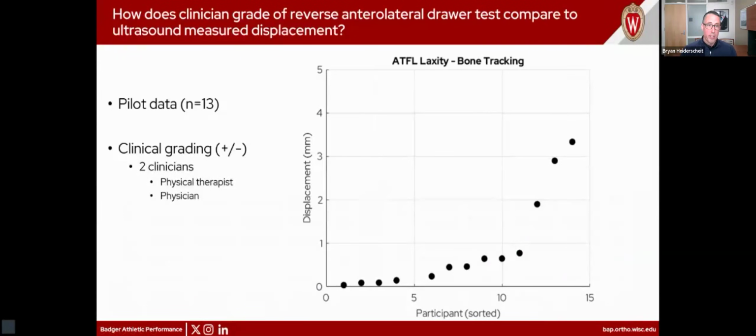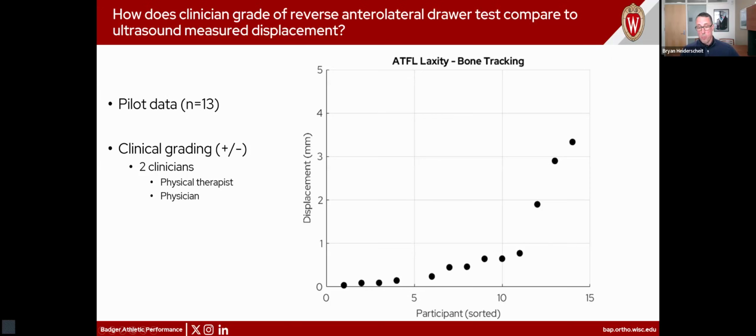Now, when we did this on a variety of individuals, as a bit of piloting of this approach, how does this compare? How does the clinician grading compare to the actual measurement of displacement through this ultrasound technique? These were 13 individuals where we did some pilot work. And these are sorted from lowest amount of displacement to the highest amount of displacement, a little over 3 millimeters.